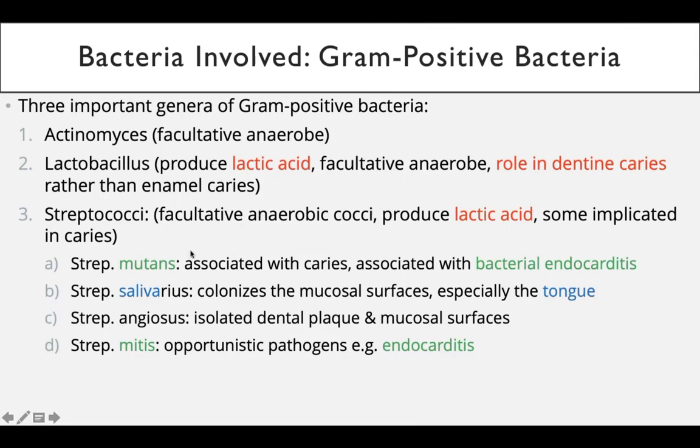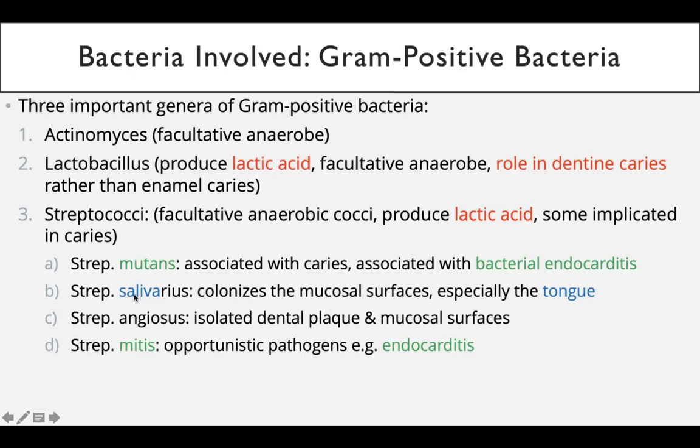But there were some favorites: mutans, associated with caries and bacterial endocarditis, and also associated with periodontal disease. Salivarius: saliva, tongue. The tongue has a mucosal surface. That's how you remember it with relativity, right? Salivarius on the tongue colonizes the mucosal surface and causes periodontal disease.